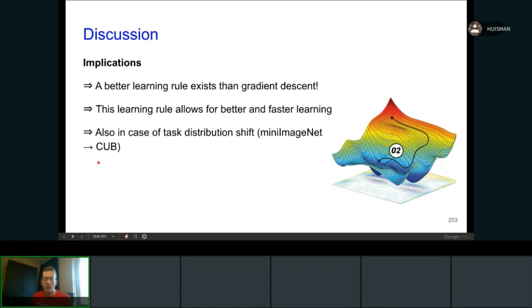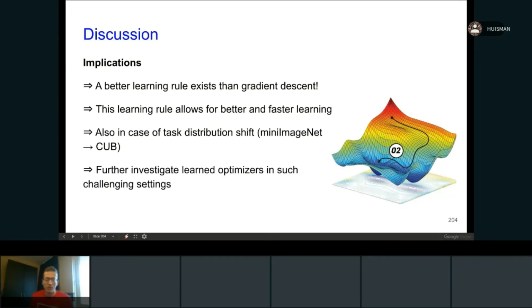Now, because this is such a challenging setting, this is kind of an open problem in meta learning right now. So we actually think that these learned optimizers are a very fruitful direction of future research because they really show some promise in this area.